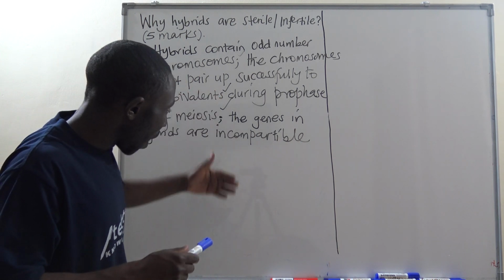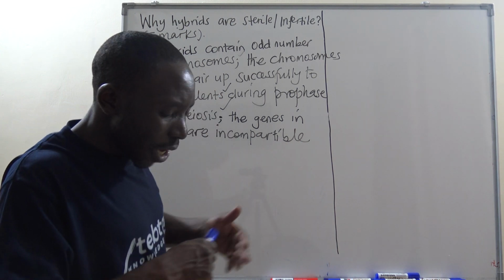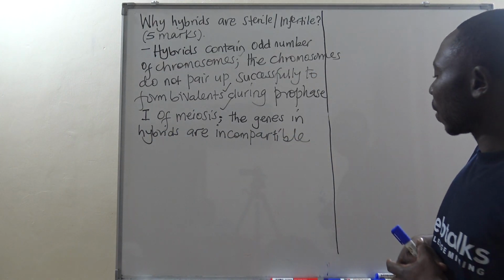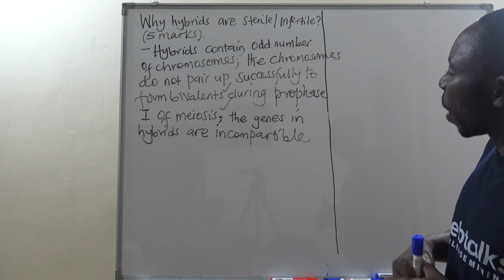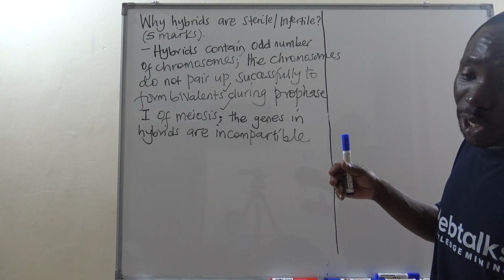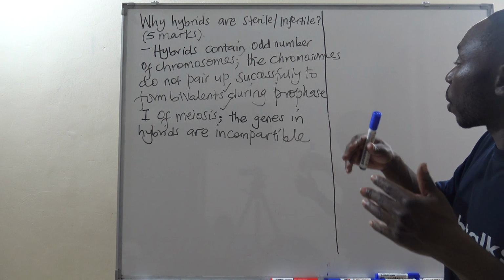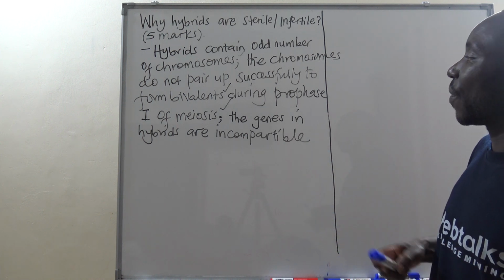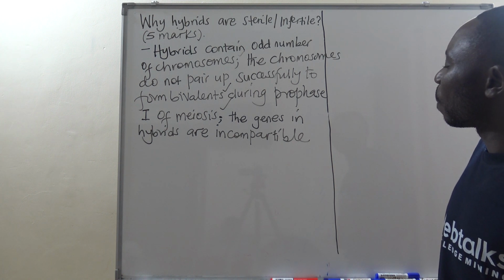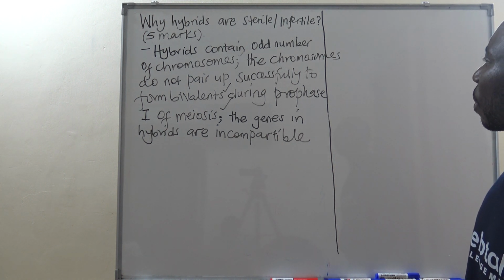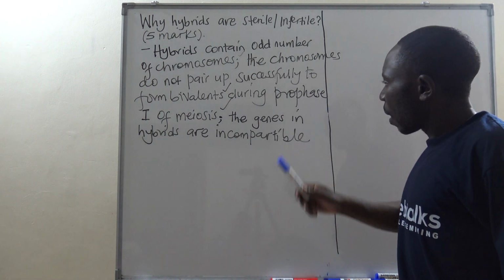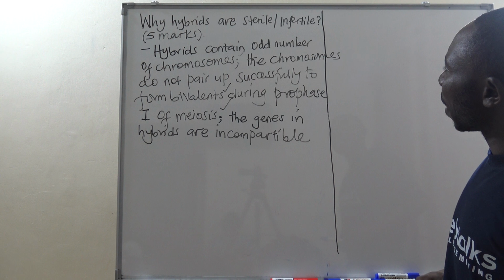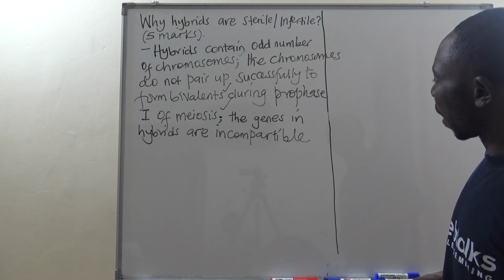They cannot combine together, or once they combine together, they form allele combinations such that when the gametes containing those allele combinations fuse together, the zygotes do not survive. So those are some of the reasons why the hybrids are infertile.